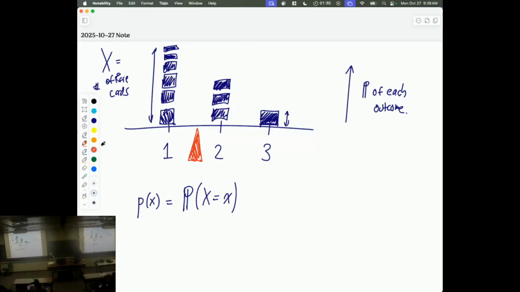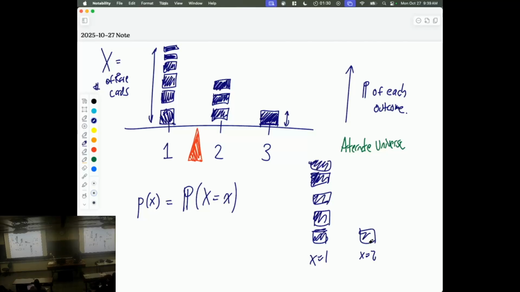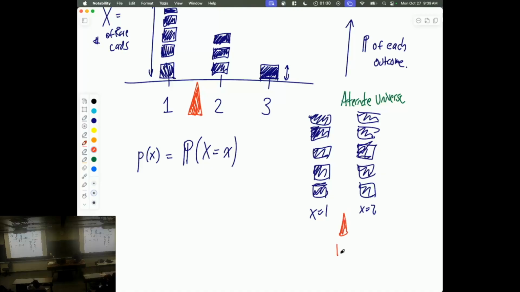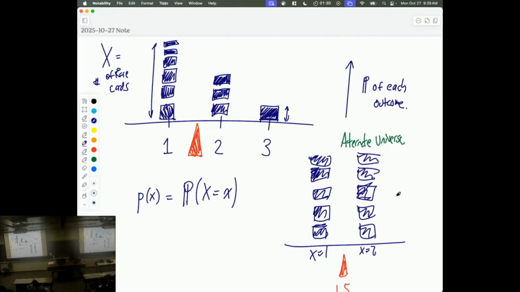In fact, if it was 50-50, if I had 5 weights at x equals 1, so this is an alternate universe, and 5 weights at x equals 2, so let me draw the 5 weights at each of these, then it would be exactly at the mean. The average would be exactly at the middle, 1.5. So if I had 5 and 5, it would be exactly at 1.5.